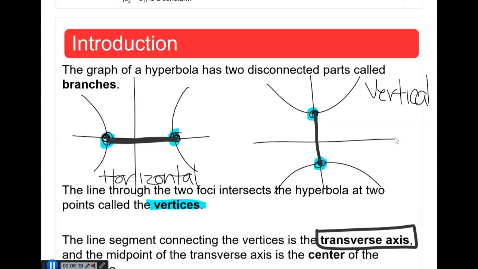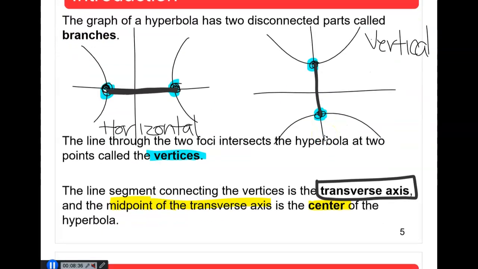Now, the midpoint between the two vertices will be considered also the midpoint of the transverse axis, and is actually the center of the hyperbola. Center of the hyperbola. And let's plot that point. So it will be here. Of course, it's not perfect, but on the next slide, you will see a perfect drawing. So that is the center.